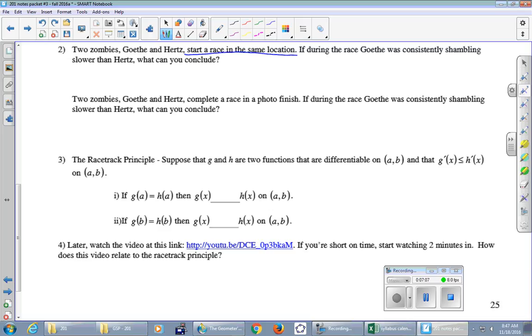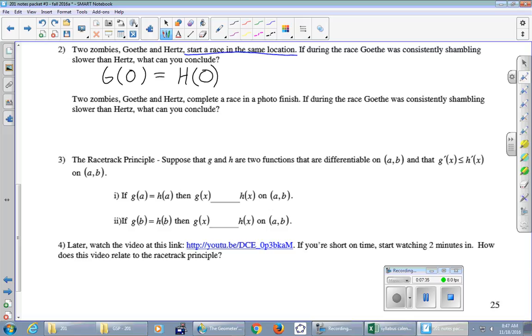Okay, so then I'm going to write this a little bit symbolically here. If we let g of a number represent where Goethe is, just imagine the track is the x-axis. And if we decide to say the start, we're just going to call it time 0. So what do we know about g of 0 compared to h of 0? They're equal because they start the race in the same location.